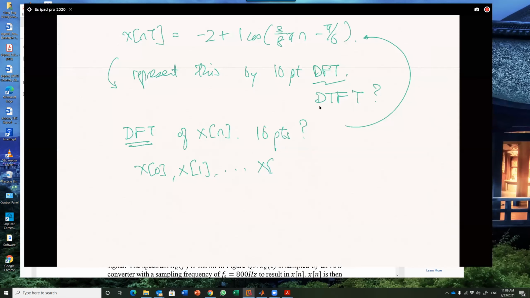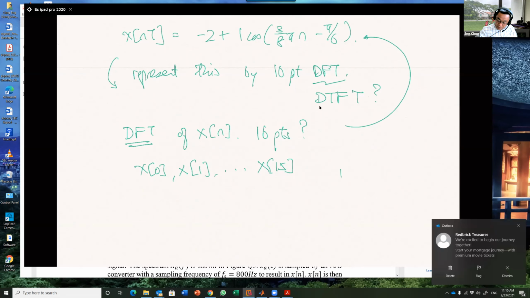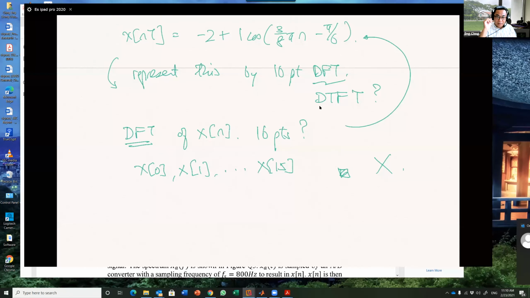DFT until X15. Wow, so this is the pain, right, guys? So imagine in the exam, if I'm going to ask you to calculate the DFT of this, and you do it by hand, it will take you forever, and you can't do this. Okay, so don't fall into this trap.